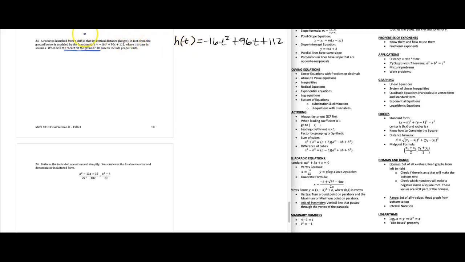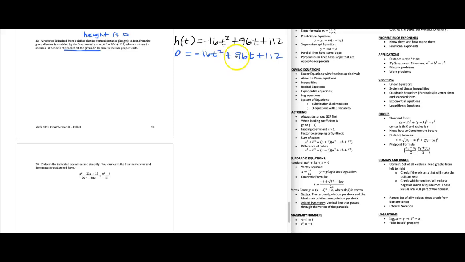Well, what's the height of the ground, right? The height of the ground is 0. All right, so we're going to be putting 0 in place of that h of t. So I'll have 0 equals negative 16t squared plus 96t plus 112. And then I need to solve it from here. So I could either try and factor it, or I could use the quadratic formula. And if it can factor, that's going to be the fastest way to go. But either way is fine.